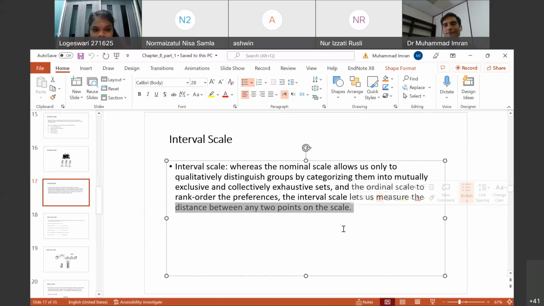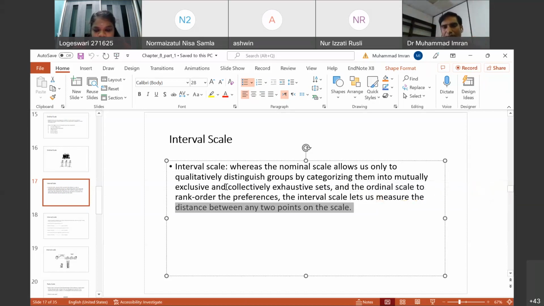Suppose temperature. Can we measure the gap between temperatures? Maybe 30 and 31. What is the interval between the 2? Okay, suppose 30 centigrade and 40 centigrade. What is the interval between 30 and 40? 10, right? Gap means the distance between 2 values.